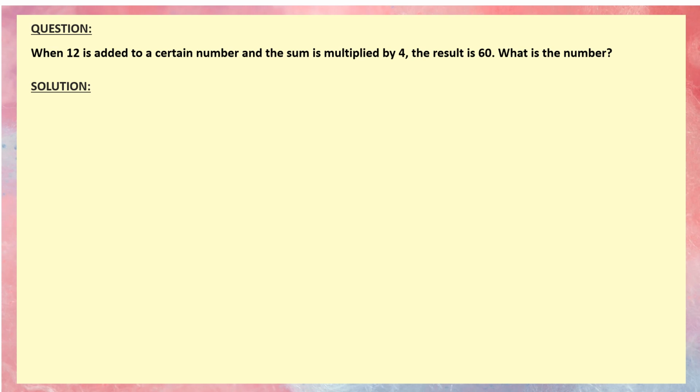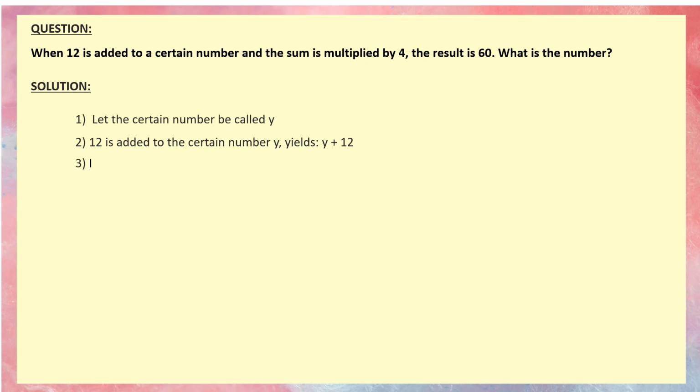So we'll just look at the solution, and the solution will start by assigning a variable to the number. We don't know what the number is, so we'll say let the certain number be called y. And if 12 is added to y, it becomes 12 plus y, or y plus 12. And to this sum, we're multiplying it by 4. And when you do that, you're saying 4 into the bracket y plus 12.